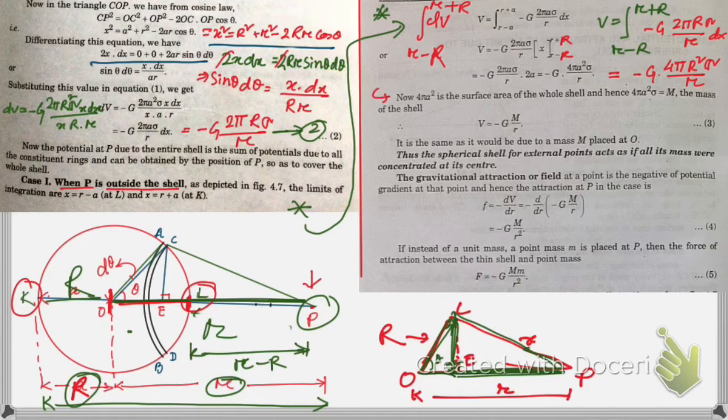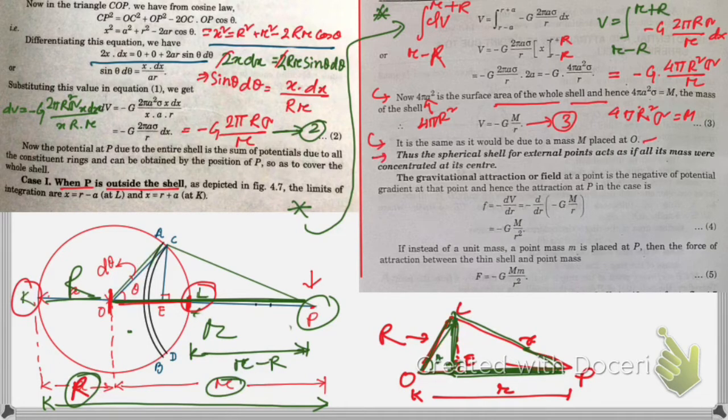So now, where it is written 4 pi a square, you write 4 pi capital R square, right? It is the surface area of the whole cell, and hence surface area into the density. The sigma is the density, so 4 pi capital R square into sigma is going to give you the mass of this cell, capital M. So we have taken the mass as capital M, and suppose this is equation number 3, right? It is the same as it would be due to the mass M placed at O, right?